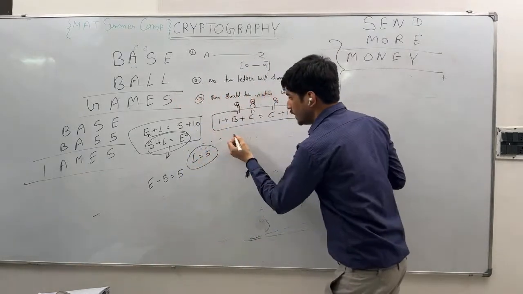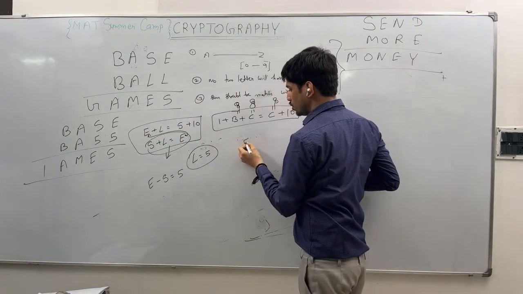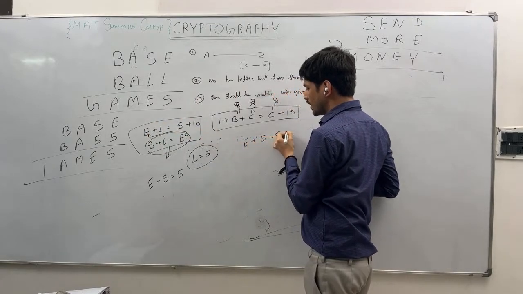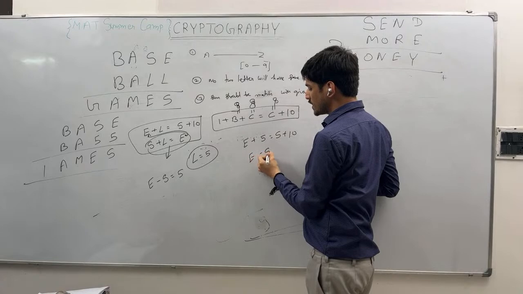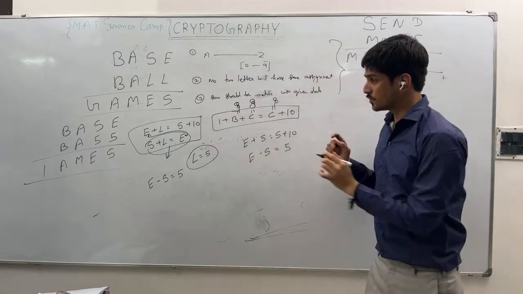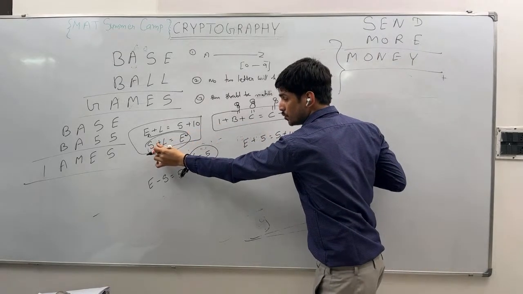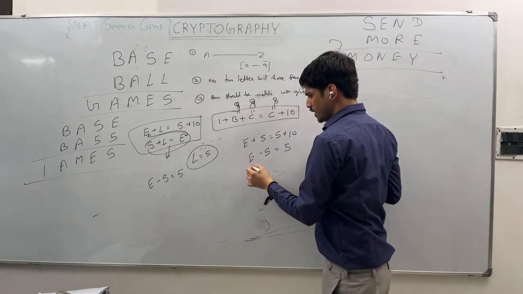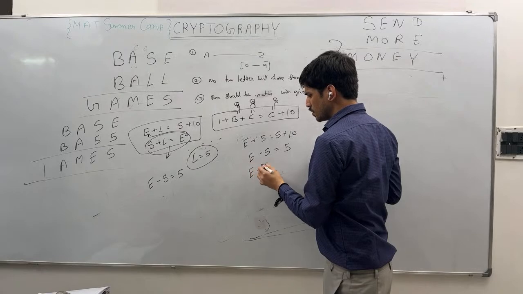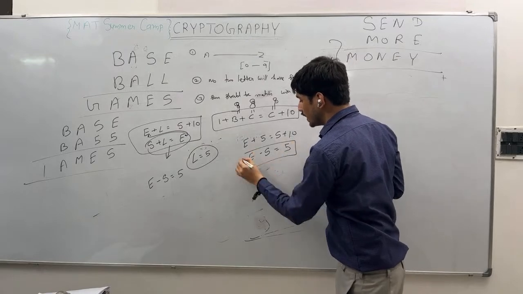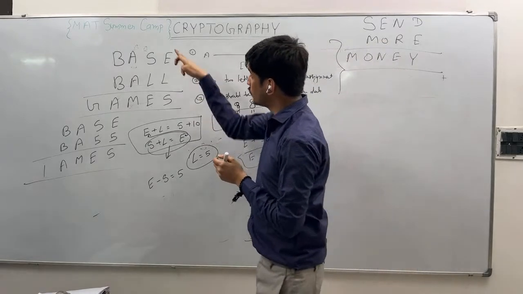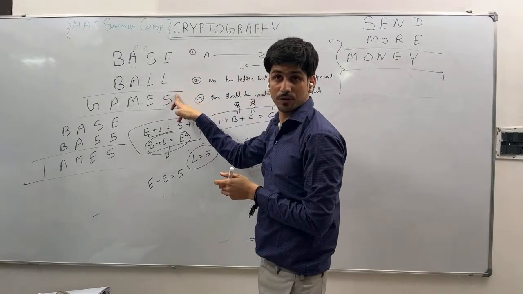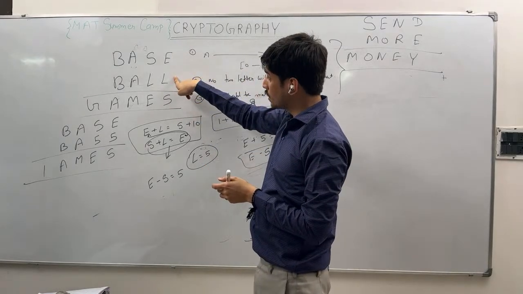You see, instead of L you put 5, so you'll get E plus 5 equal to S plus 10, right? So from here E minus S equal to 5, right? This one is clear. Instead of L you put 5. If you put 5, then you'll get E minus S equal to 5. Okay, the difference between E and S is 5. It means the difference between E and S should be 5. And this one is already 5.